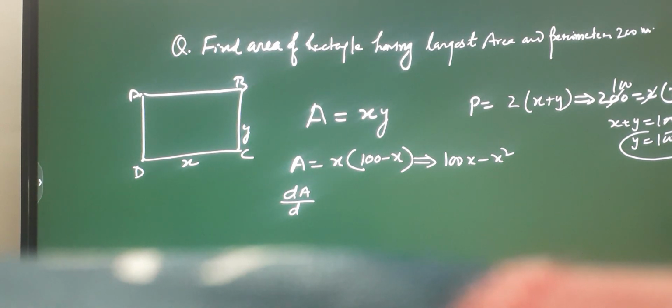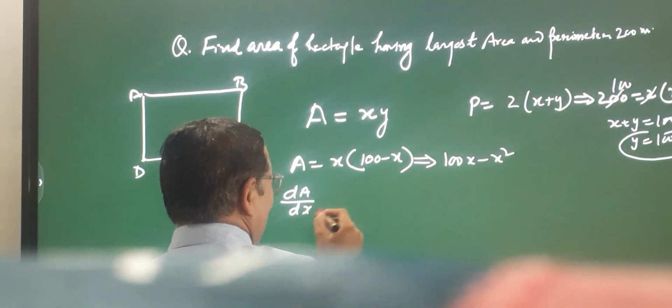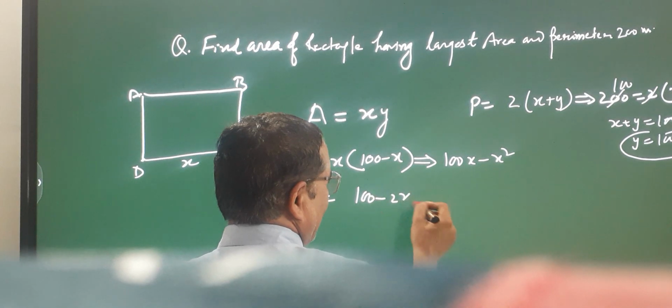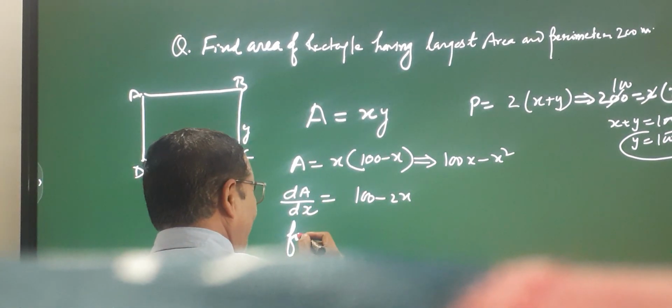It is x, but it could also be y. You can express x in terms of y, so x equals 100 minus y, and then you would write dA upon dy. So now what should I write? dA upon dx is equal to 100 minus 2x. For the critical point, what will we do?